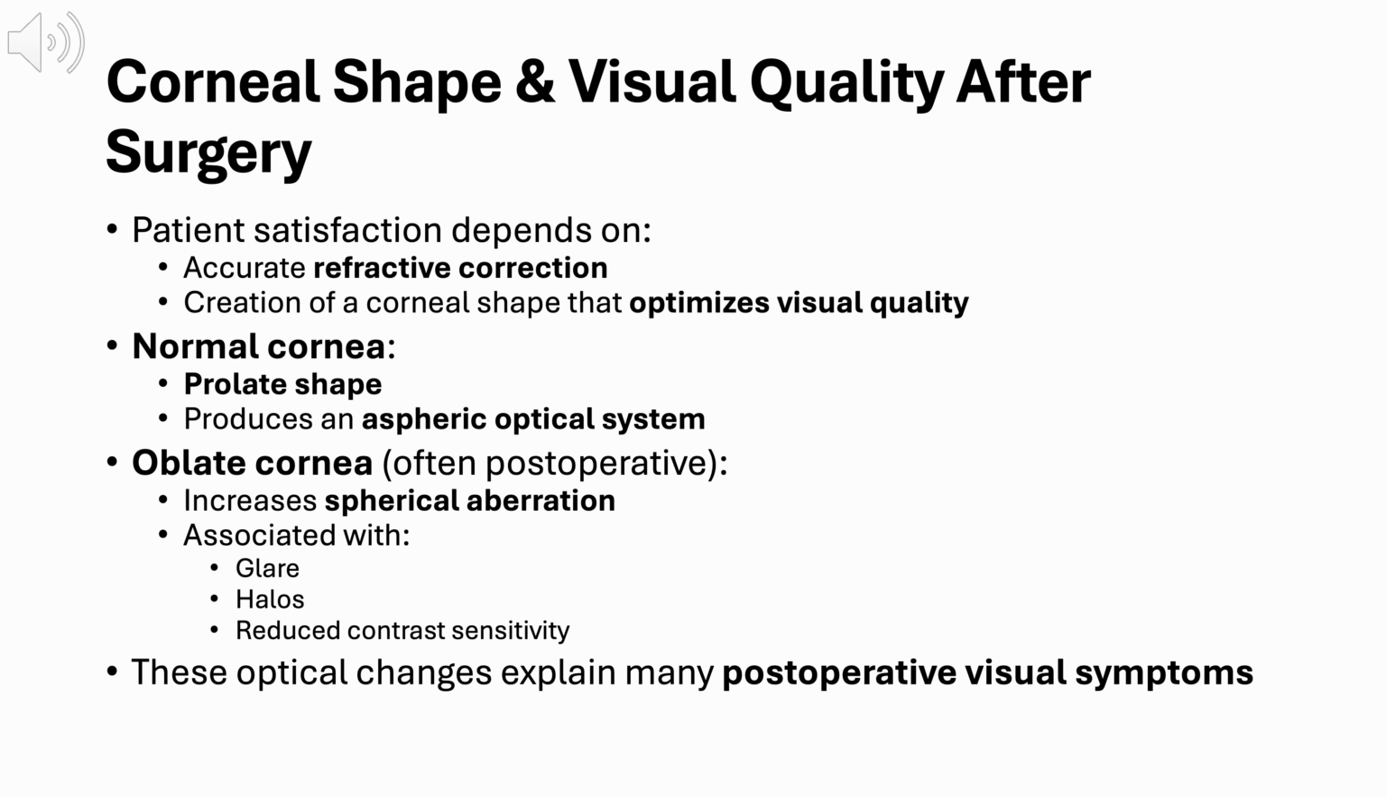After surgery, the cornea can become oblate, which is a shape we often see postoperatively. An oblate cornea increases spherical aberration, and that optical change is associated with symptoms like glare, halos, and reduced contrast sensitivity. These changes in corneal shape help explain why some patients report visual symptoms despite achieving good Snellen acuity. The optics may be technically corrected, but the quality of vision can still be compromised.